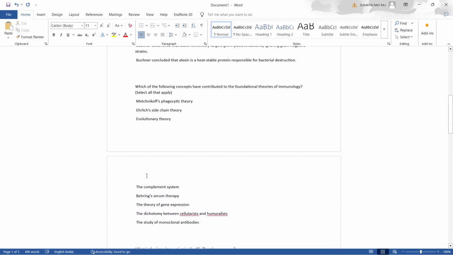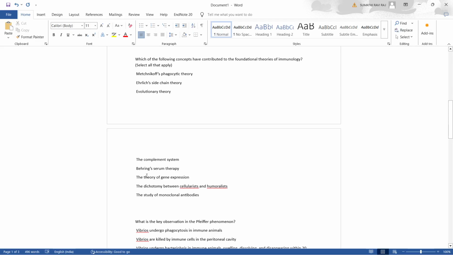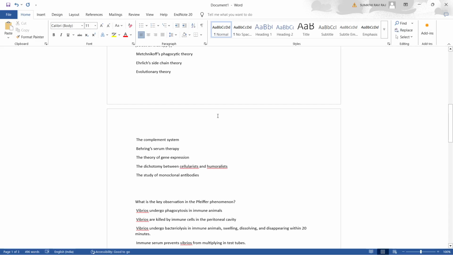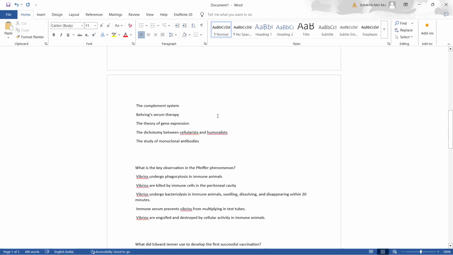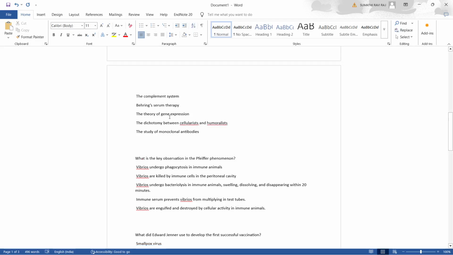And which of the following concepts have contributed to the foundational theories of immunology? We discussed the foundational theories of immunology and what the key concepts were. There are multiple answers here, so you can select all of them. Mechnikov's phagocytic theory, Ehrlich's side chain theory, or evolutionary theory, or the complement system, or Behring's serum therapy, or the theory of gene expression, the dichotomy between cellularists and humoralists. We discussed this also, and the study of monoclonal antibodies as well. So you can select all the correct answers over here.